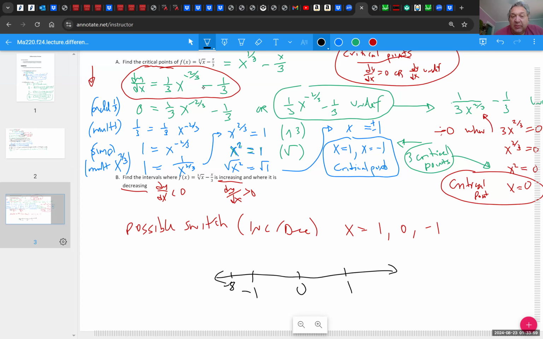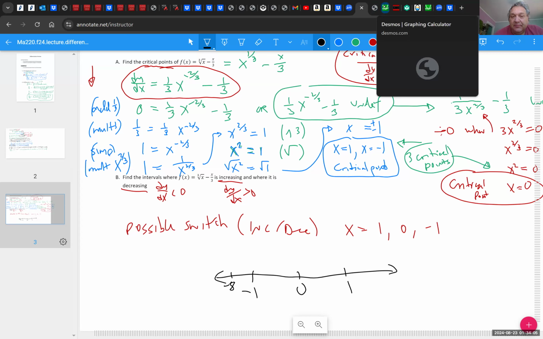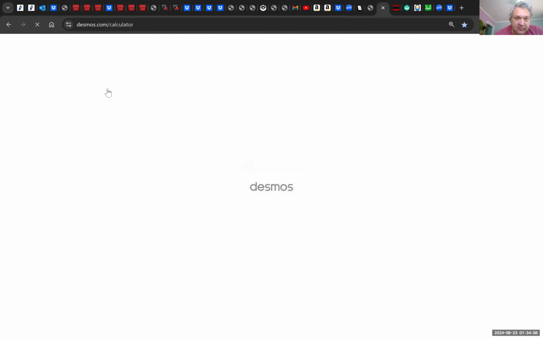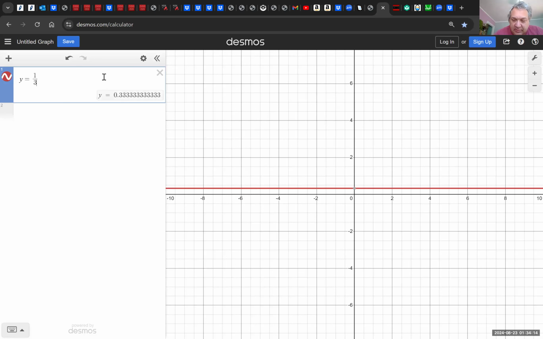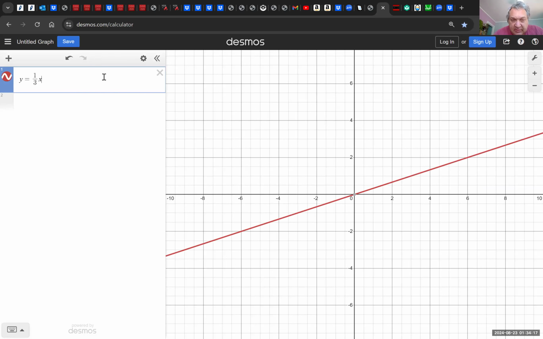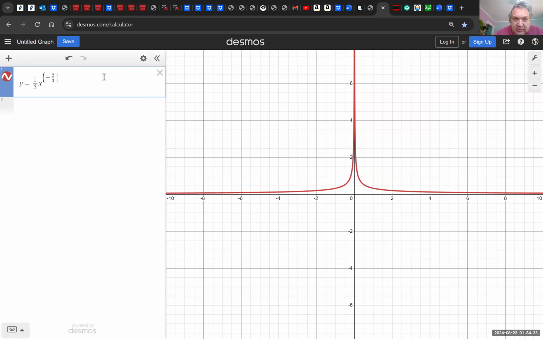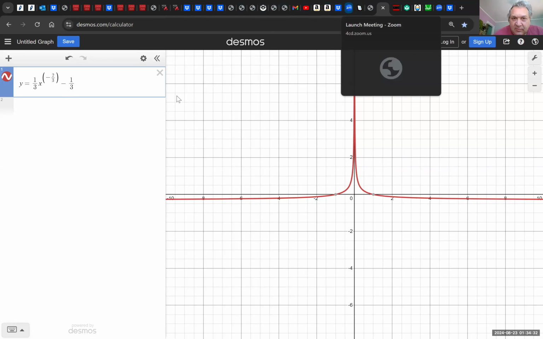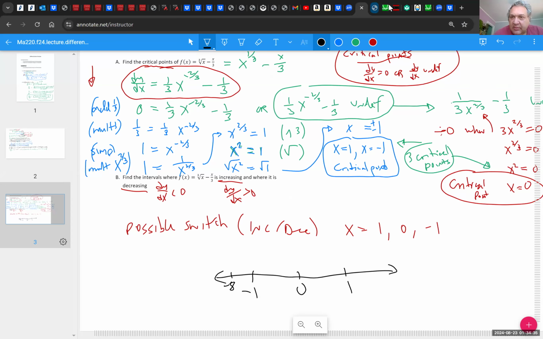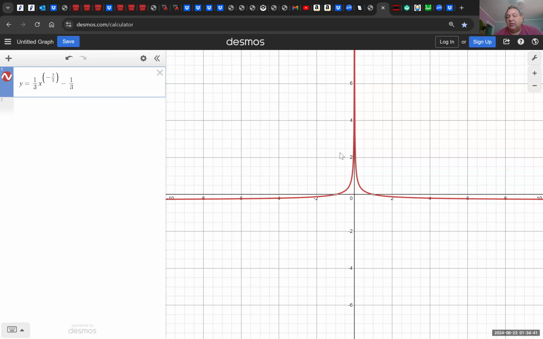So I'm going to take my derivative formula and plug in -8. And my derivative formula is right over here. So let me jump over to Desmos. I have y equals 1/3 x to the exponent of -2/3, and then minus 1/3. Let me just double check that that is correct. 1/3 x to the -2/3 minus 1/3. Yeah, so that's the graph of the derivative function.